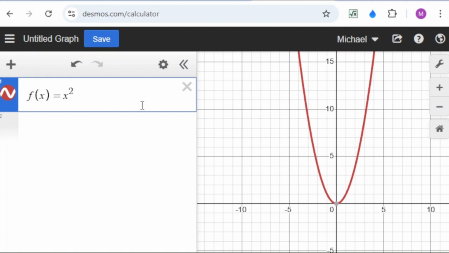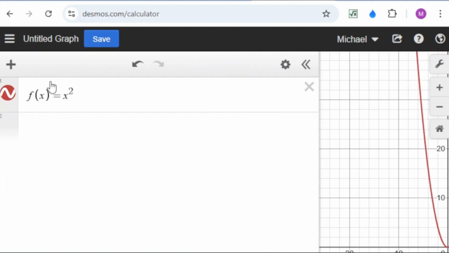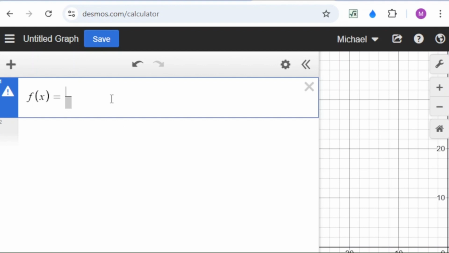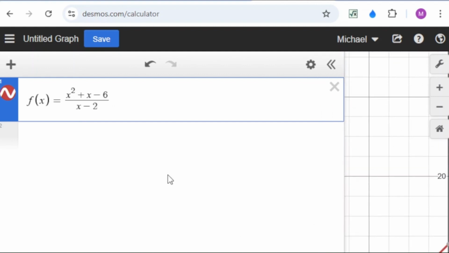Now, we're going to type in our particular function, but we're not really going to be interested in what the graph of the function looks like just yet. So let's type in f of x equals, and let's put a division symbol here, x squared plus x minus 6 over x minus 2. Okay, and it'll graph it over there, but again, let's not worry about what the graph looks like just yet.